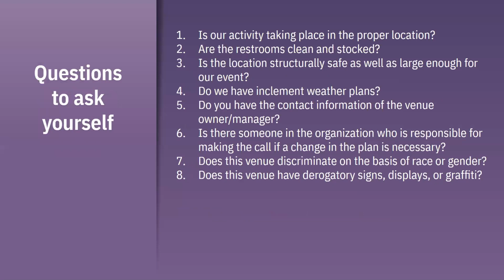Some questions to ask yourself to consider these risks include, is our activity taking place in the proper location? Are the restrooms clean and stocked? Is the location structurally safe as well as large enough for our event? Do we have inclement weather plans? Do we have the contact information of the venue owner or manager? Is there someone in the organization who is responsible for making the call if a change in the plan is necessary? Does this venue discriminate on the basis of race or gender? Does this venue have derogatory signs, displays, or graffiti?